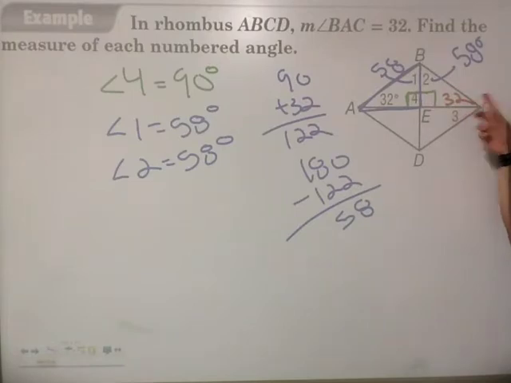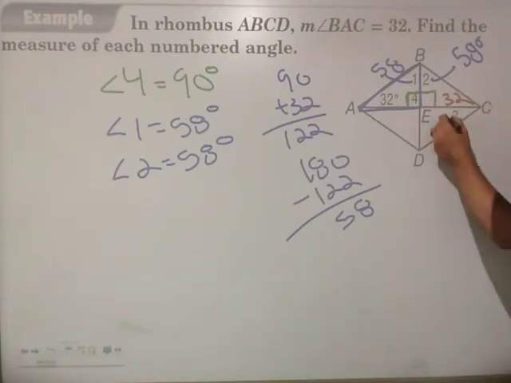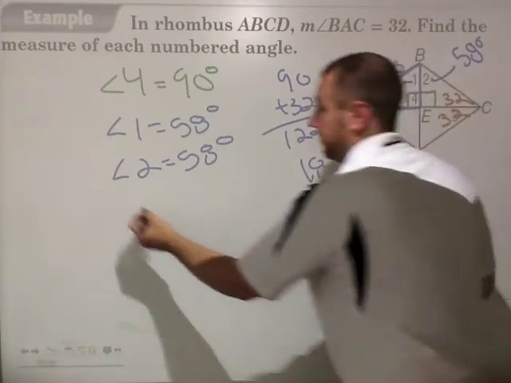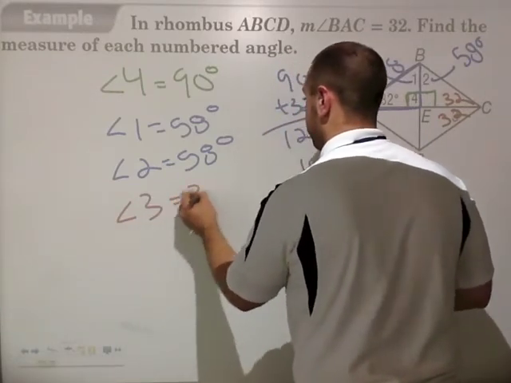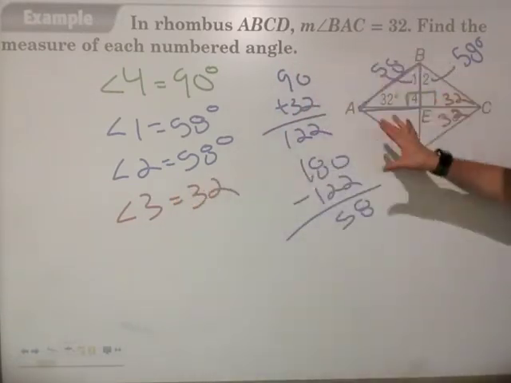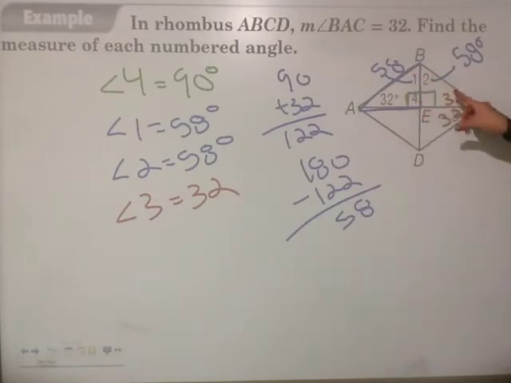This is 32. And if that's 32, then angle 3 has to be 32 degrees. So you're dealing with some right triangles, and then once you have the math done on one right triangle, they're all going to be the same all around the figure.